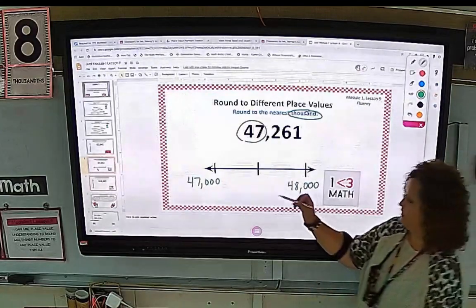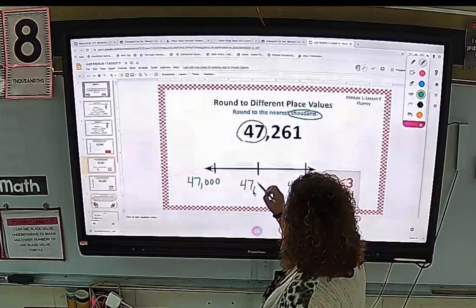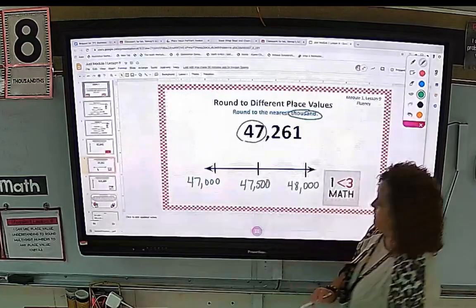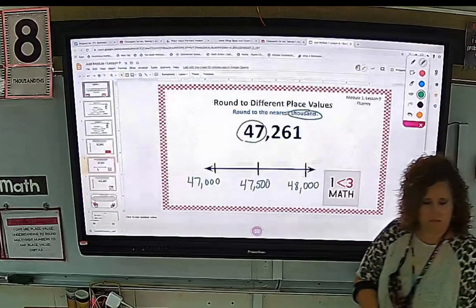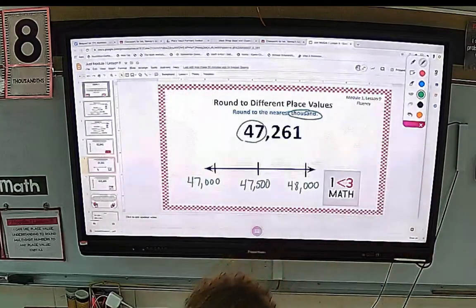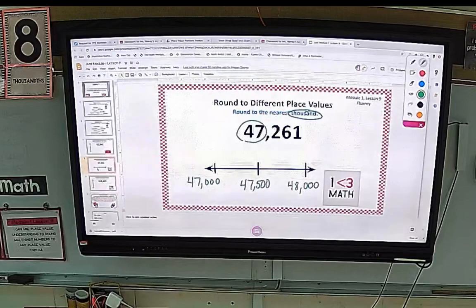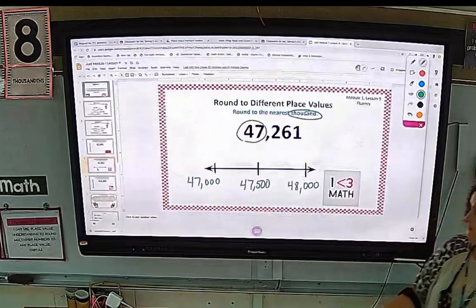What number is in the middle? 47,500. This is what bothers people about the number line. One of the things that bothers them is that it's hard to figure out what numbers go on it to begin with. Once you get your numbers, you're good. And that's why some people choose the other way.